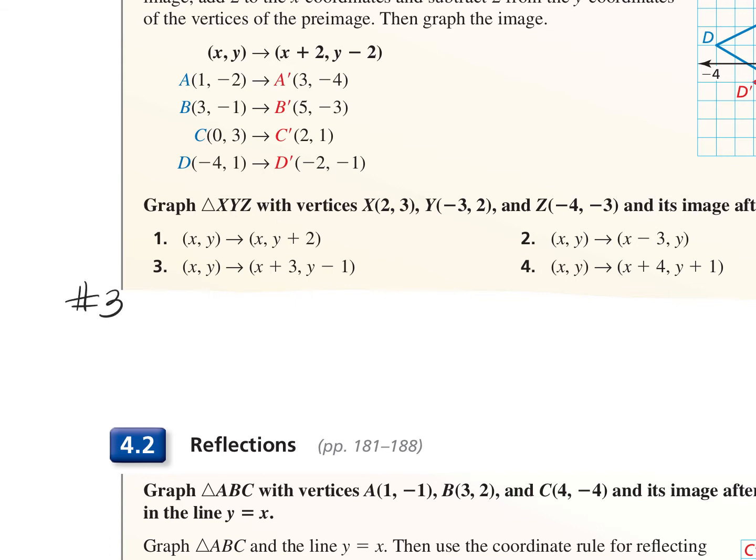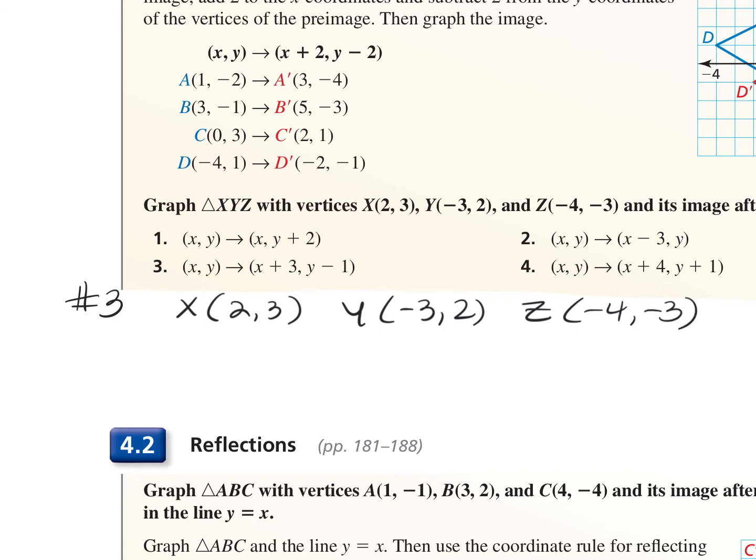Let's say the figure is a triangle and they want you to translate it 3 units to the right and 1 unit down. So remember, whenever a number is being added or subtracted to X, that is going to be the shift left and right. When it's added or subtracted to the Y, that's the shift or the slide up and down. So what I'm going to do here is take my original 3 ordered pairs. So my X is 2, 3. My Y is -3, 2. My Z is -4, -3.